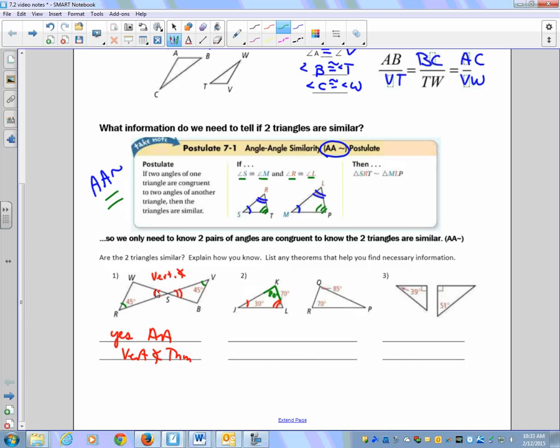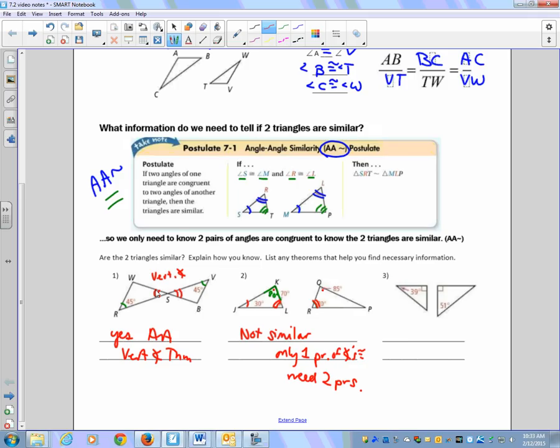Well, let's look at the other polygon then. One is 70, so that matches. Let's make it red, double red. That matches our double red over here. But we have an 85-degree angle there and only an 80-degree angle here. So, not similar because only one pair of angles is congruent, and we need two pairs.